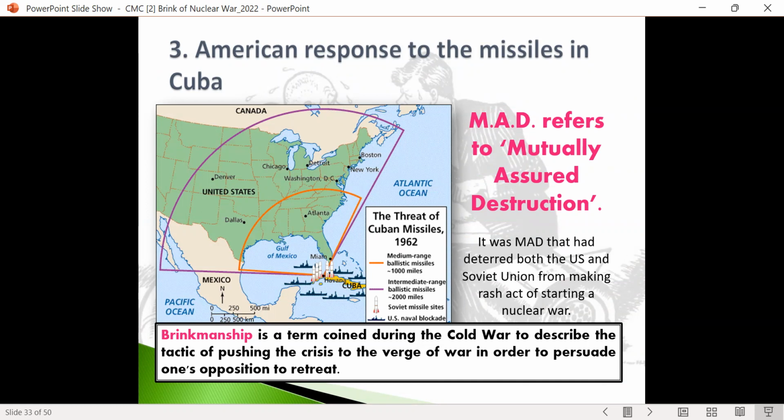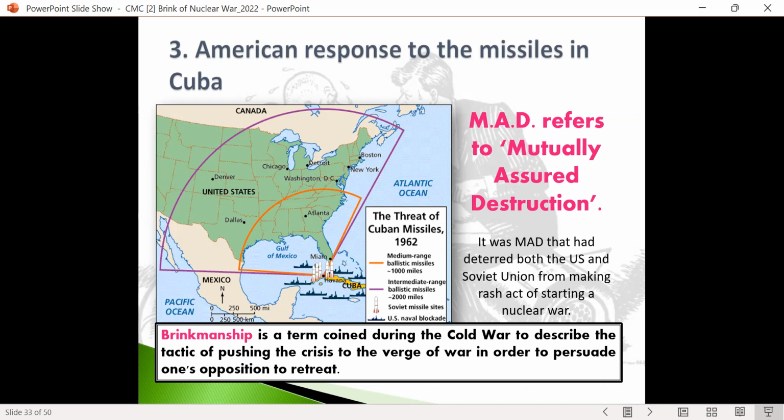Okay, and for Kennedy, he decided to use this tactic called brinksmanship. Brinksmanship. You guys know what brink means. It's like the edge, right? So brinksmanship is like you're going to the edge.